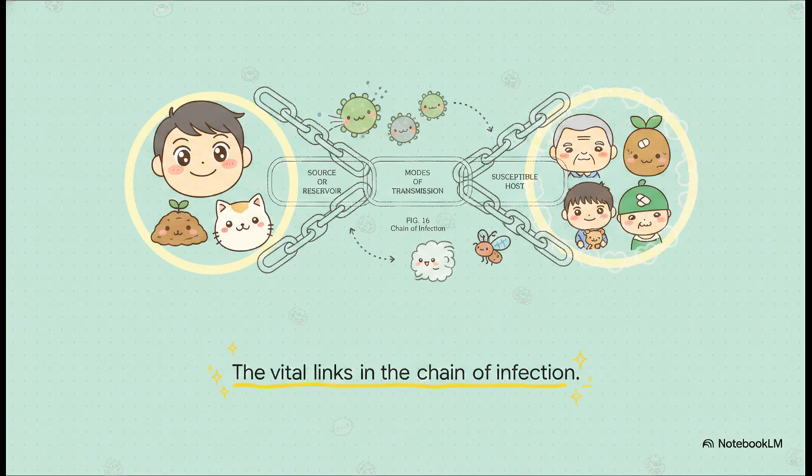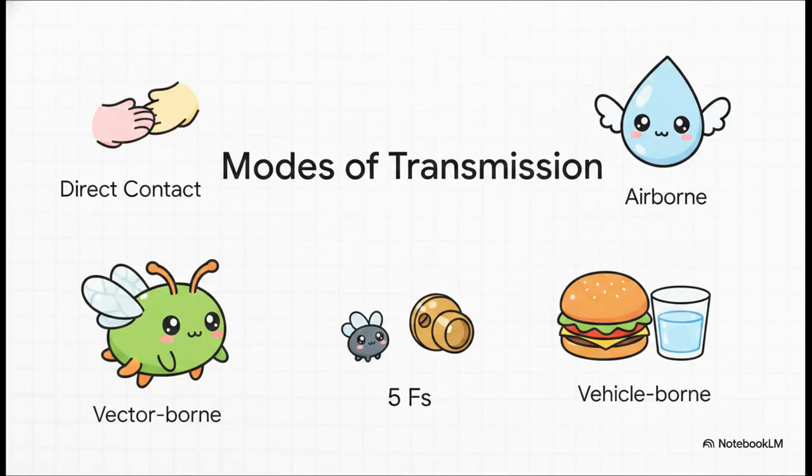From there, the pathogen needs a mode of transmission to escape and travel. And finally, of course, it has to find a susceptible host to infect so it can continue its life cycle. That middle link, the escape route, is particularly fascinating. Pathogens can be transmitted directly through physical skin-to-skin contact or by infected droplets from a sneeze or cough, but they can also travel indirectly, and this is where it gets incredibly complex. They can be vehicle-borne, hitching a ride in contaminated food or water.